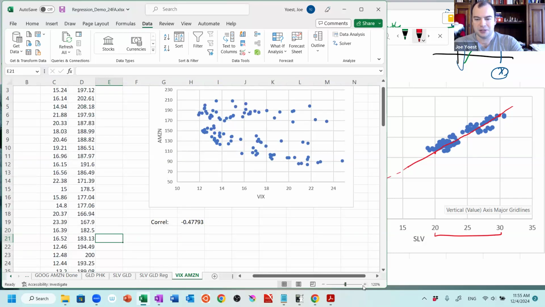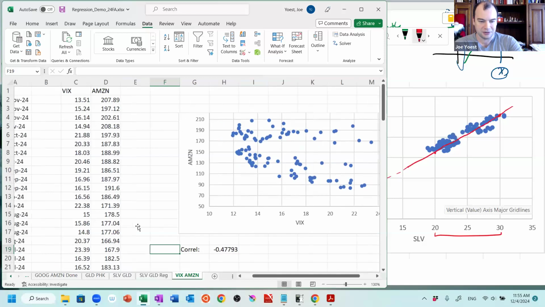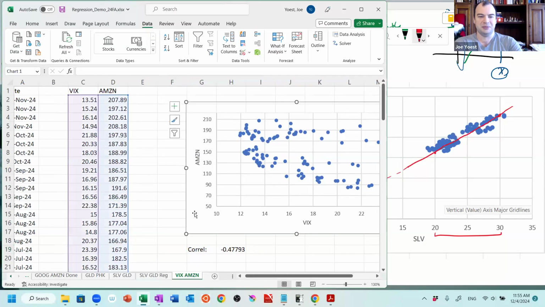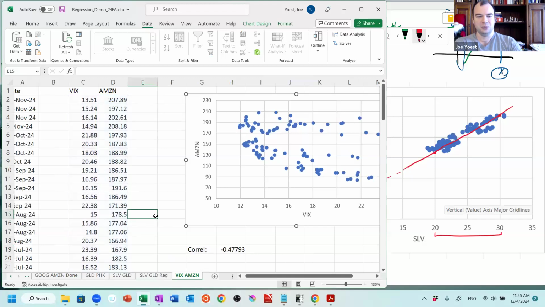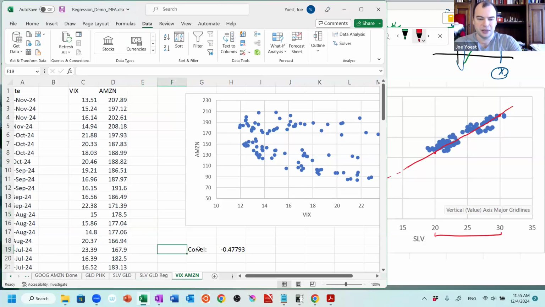And then last but not least, because I feel like if we don't have any negative regressions, we are leaving something out, we'll look at the VIX versus Amazon. So the VIX is the volatility index. It's published by the CBOE, the Chicago Board Options Exchange, and it's basically the volatility of the market. It tends to be the case that when the market is crashy, people are selling a lot, things are much more volatile. And when it's a bull market, things just plod along pretty steadily and are not all that volatile.